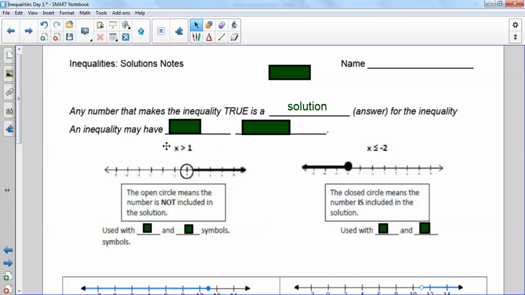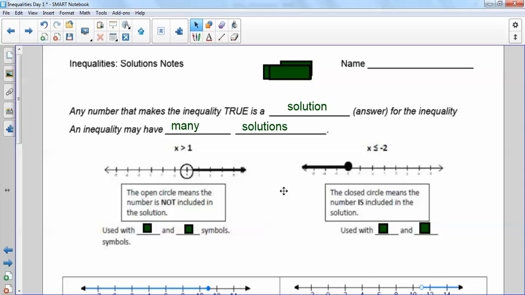An inequality may have many solutions. Okay, so if we say something like x is less than 1, 0, -1, -2, -3, all of those would be solutions. So with equations, we had things like x was equal to 7. There was only one solution to that. With inequalities, we're going to have lots of solutions. So we need to know whether numbers are solutions to our inequalities.